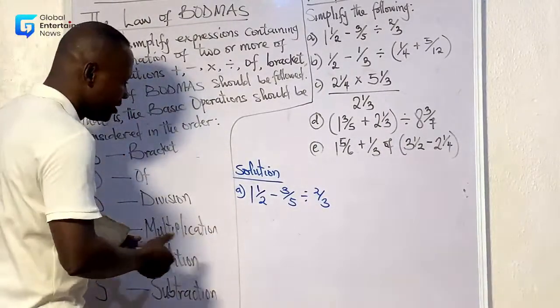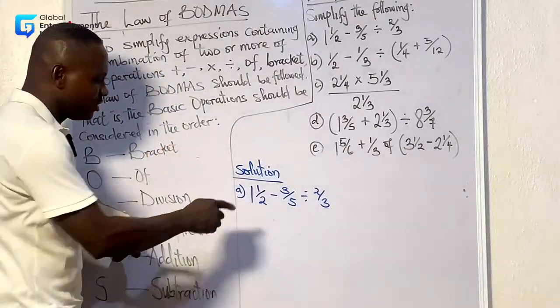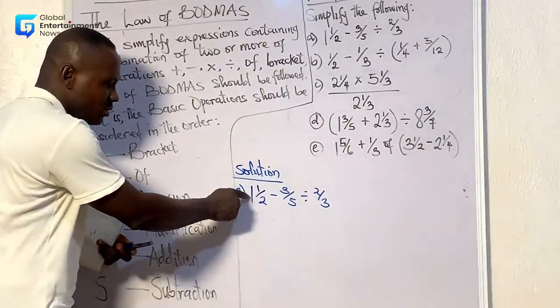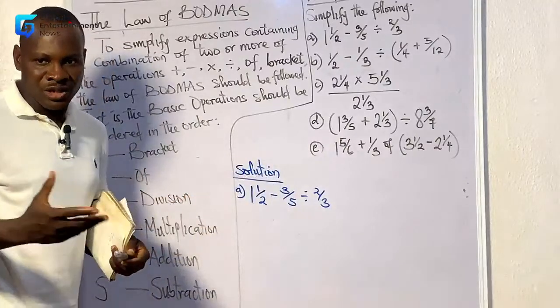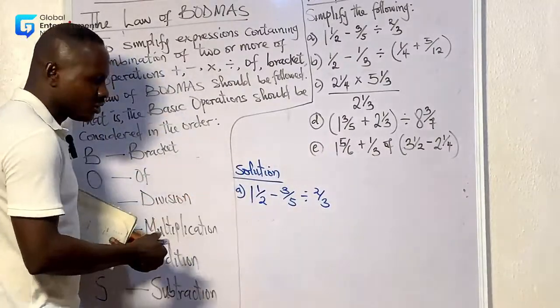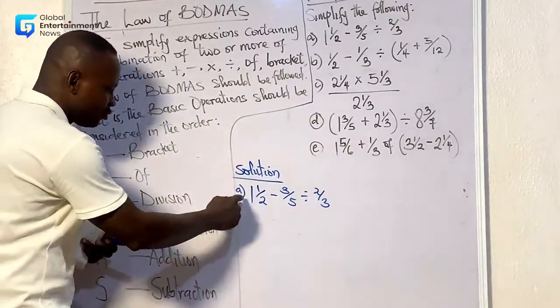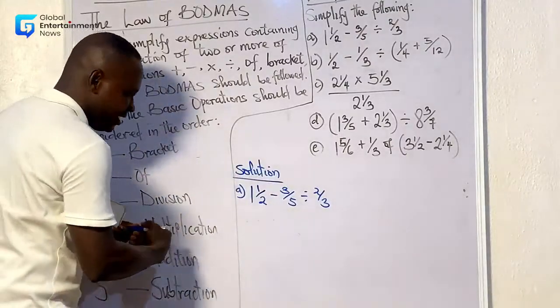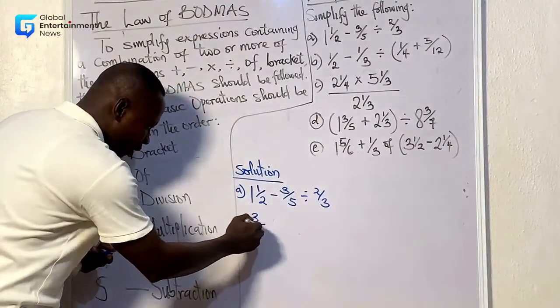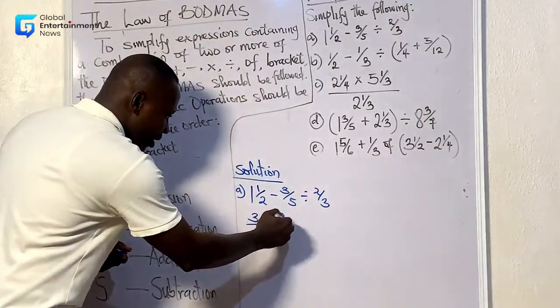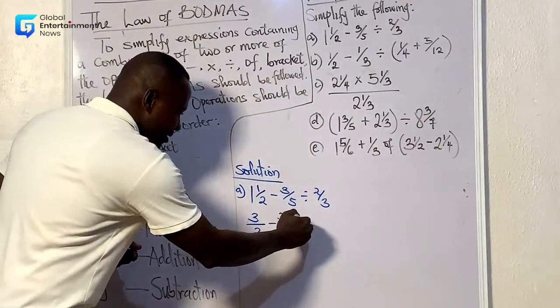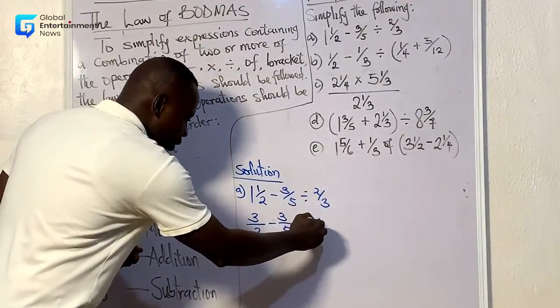Now, how do you do this? You multiply your denominator by the whole number, and you add it to the numerator. 2 times 1 is 2. Then 2 plus 1 is 3. So we have 3 over 2, then minus 3 over 5, then divided by 2 over 3.